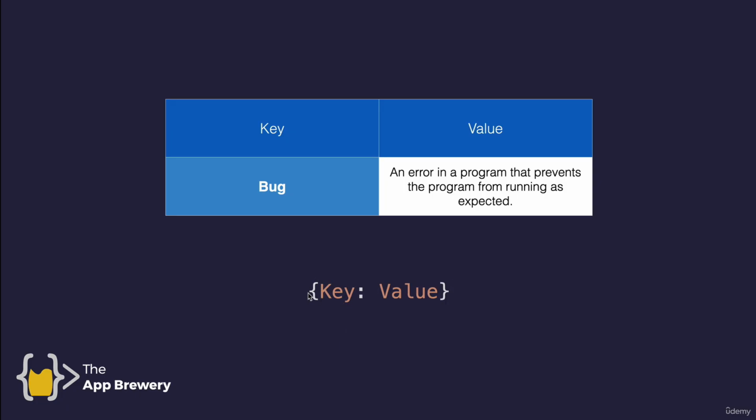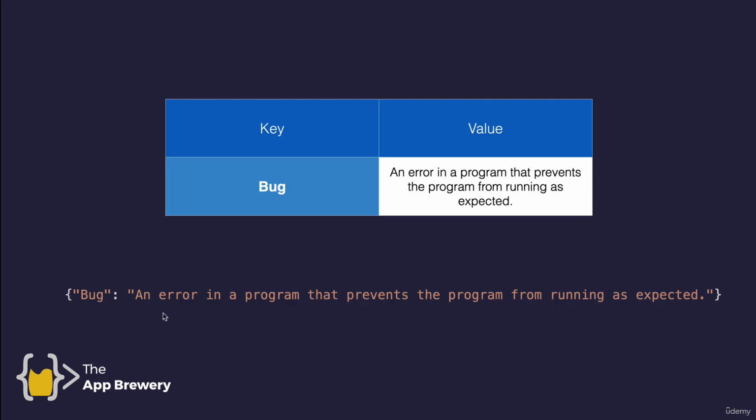We have a set of curly braces, and everything that's inside the curly brace is the content of our dictionary. The key goes first, followed by a colon, and then followed by the value. In our table, we've got this word bug, which is the first key, so we can replace that over here in our dictionary. And the value that's associated with this key is the definition for a bug. So an error in a program that prevents the program from running as expected. That becomes the value and can be replaced here after the colon. So now we've created an actual dictionary using Python code.